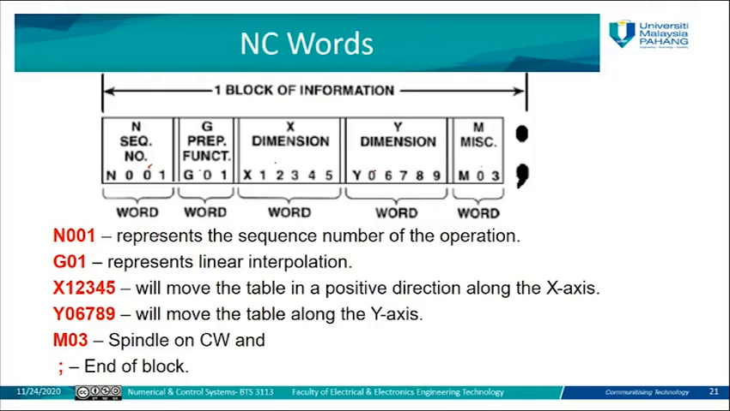Also here is the definition for this sequence. This is for linear interpolation, because we have the number G01 here. G01 represents linear interpolation, or there are also G02 and G03 for circular interpolation. Here is the dimension of X, here is the dimension of Y, or the coordinates. Here M03 represents, for example, spindle on clockwise. That means the spindle will rotate in the clockwise direction, and you have here the semicolon for the end of the program.